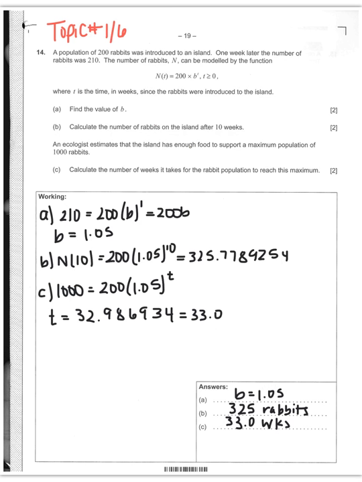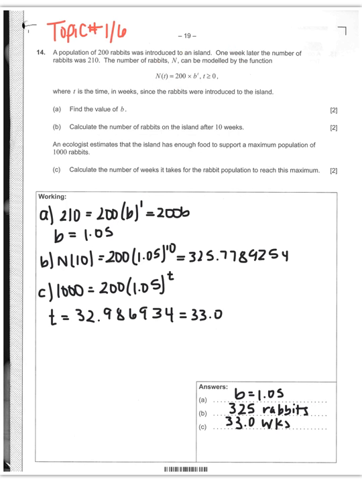So number 14 is topic number 1 if you think of it as a geometric sequence, and it's also topic number 6, which is modeling. So they give us this equation to represent the number of rabbits on an island. And for part A, they want us to find the value of B. So they tell us that at time 1, because t is in weeks, the value is equal to 210. So if you plug in 1 for t and set it equal to 210, you get B to be 1.05.